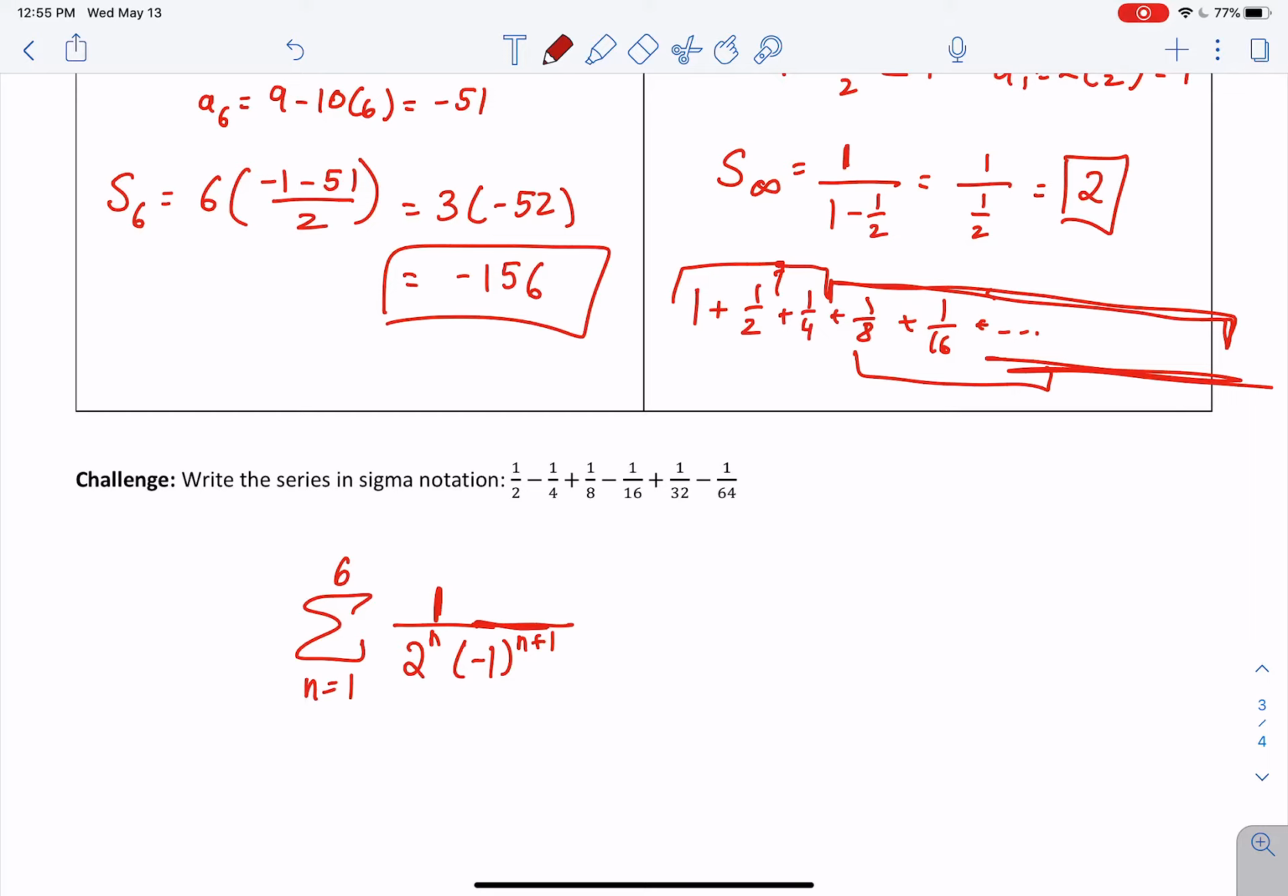So hopefully this was good review on sequences and series if you needed it. And then you can move on to looking at some of the induction proof videos.